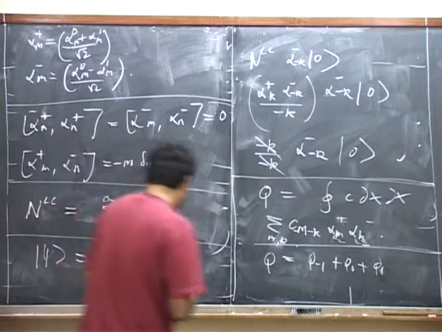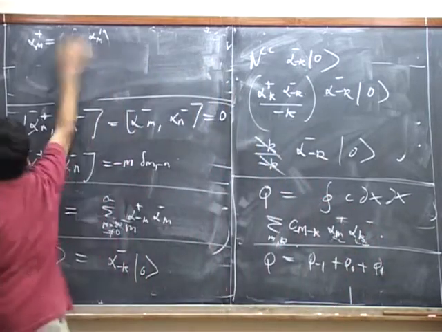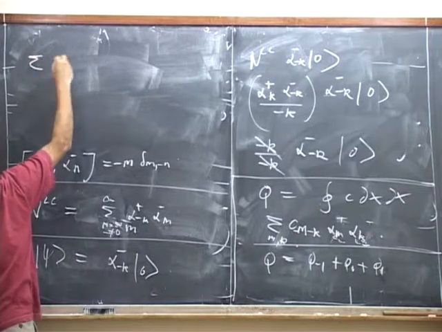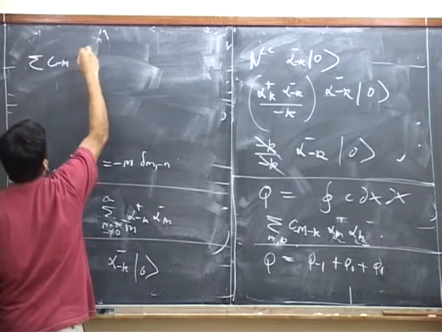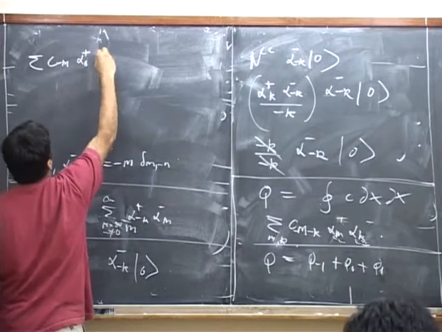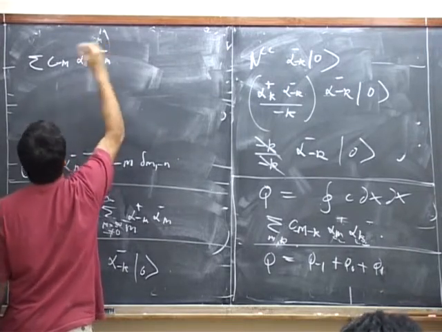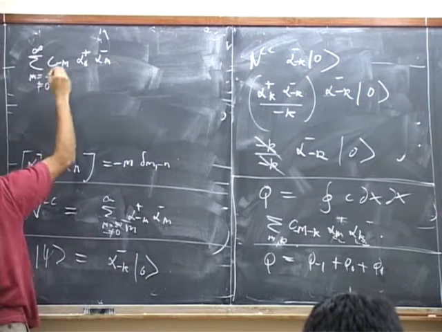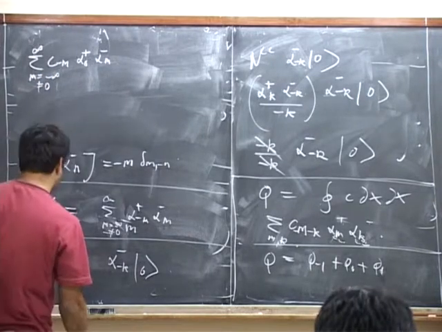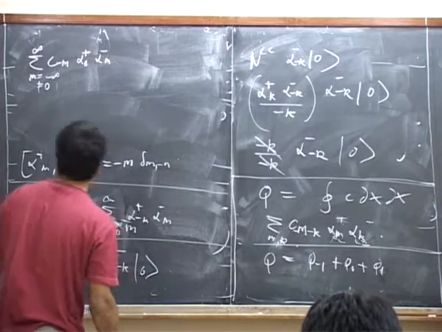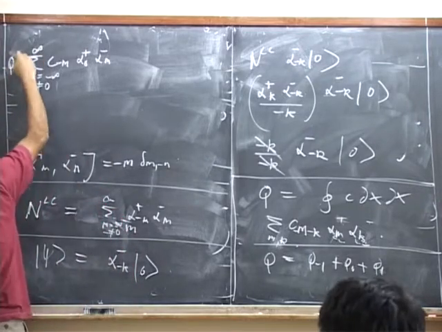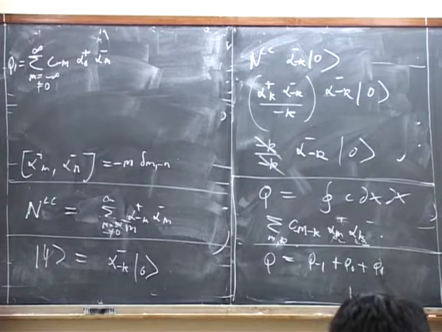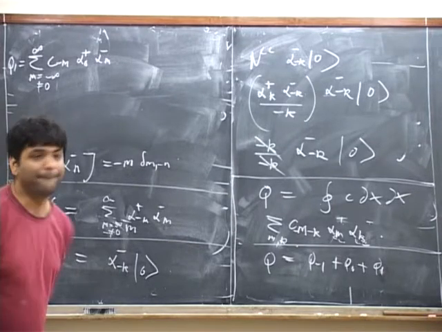And we just decided that Q1 could be written as the sum over C minus M alpha plus 0 alpha minus M, M equals minus infinity to infinity, now not equal to 0. Yes, Q1 is equal to this. Is this clear?